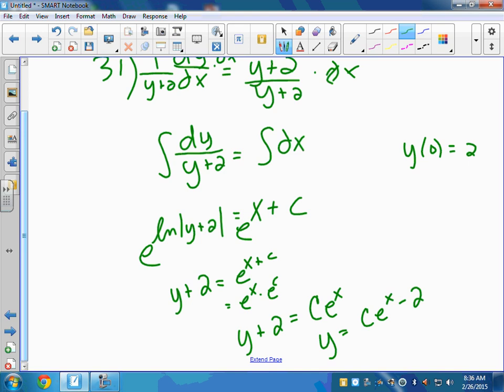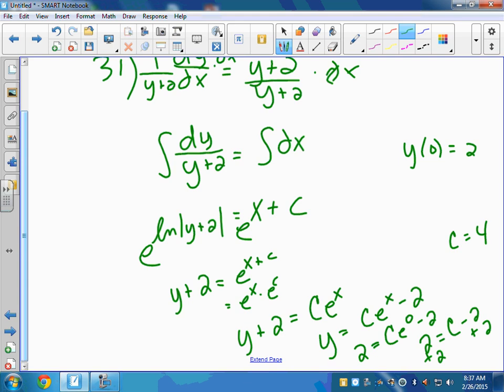So now if I plugged in 2 here when x is 0, e to the 0 is just 1. So do you get that c equals 4? Which is what you get if you plug it up here, because you would get ln of 4 equals c, and then over there if you do e to the ln of 4, you should still get 4.